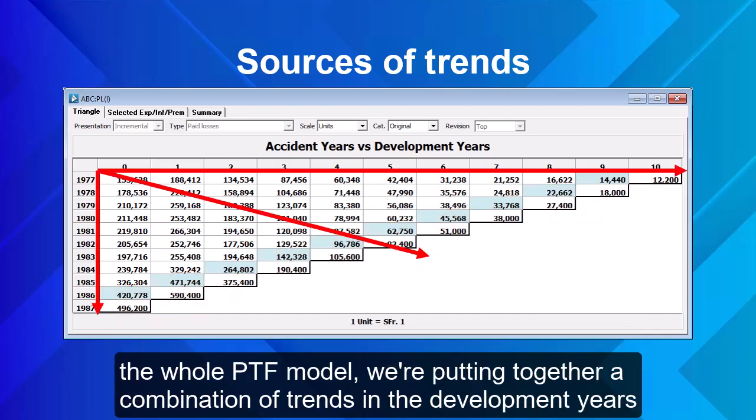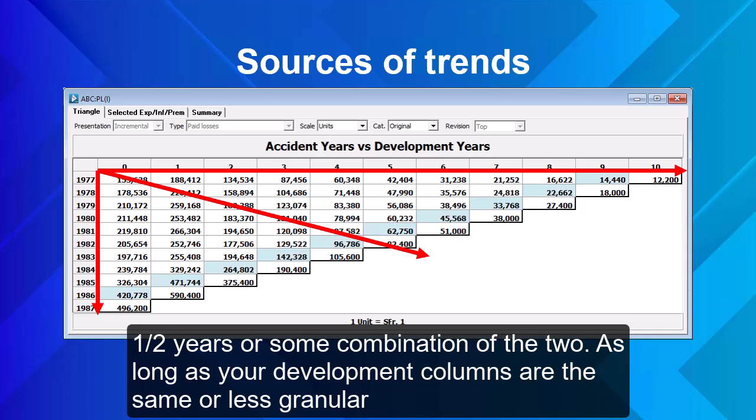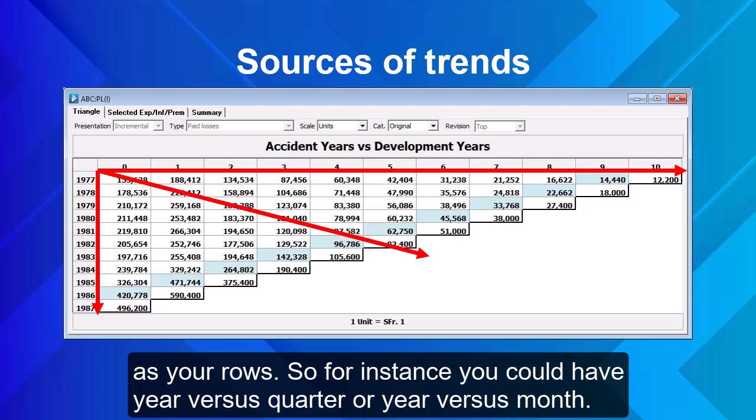So when we're building the whole PTF model, we're putting together a combination of trends in the development years, down the accident years, and then along the calendar year diagonal. And although I'm saying years, in actual fact, it doesn't have to be. It could be quarters, months, half years, or some combination of the 2, as long as your development columns are the same or less granular than your rows. So for instance, you could have year versus quarter, year versus month.